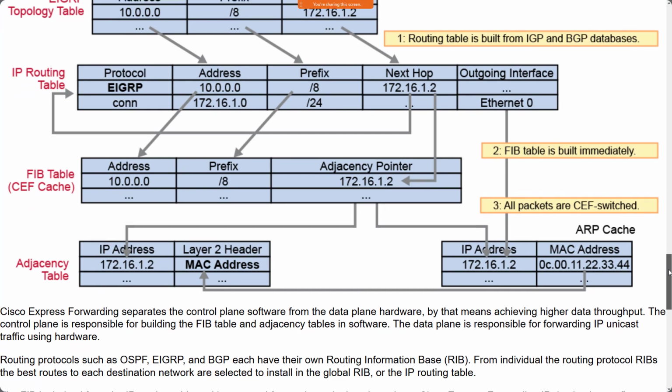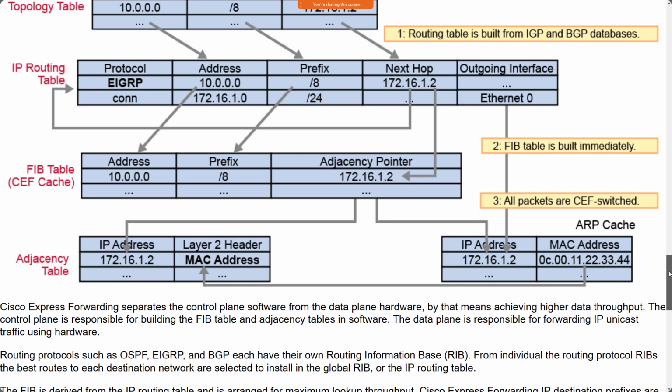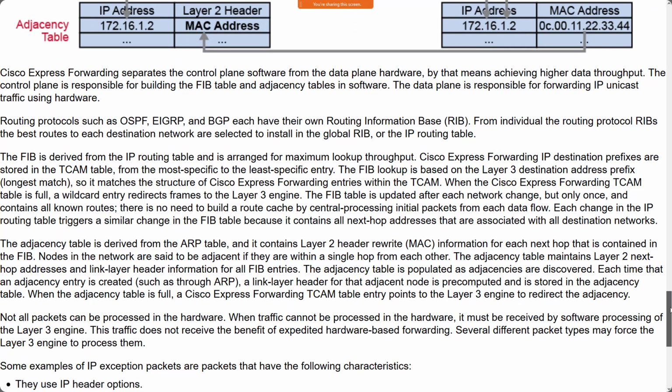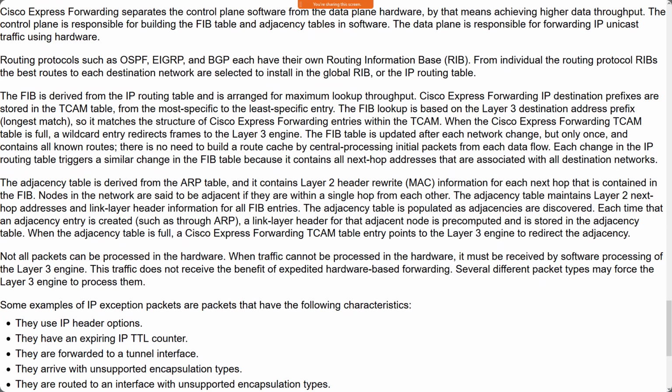A lot of arrows here, but basically all they're saying here is we're extracting information from one database that was created at the control plane, and we're creating these caches at the data plane. All right. So we separate the control plane from the data plane, which ultimately should allow for faster throughput. That's the goal. And that control plane is what's responsible for building those routing information bases, which then in turn become the forwarding information base and the adjacency table. So two databases that get built, a forwarding information base and an adjacency table.